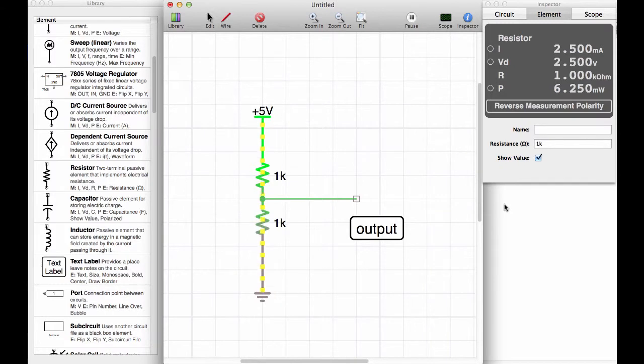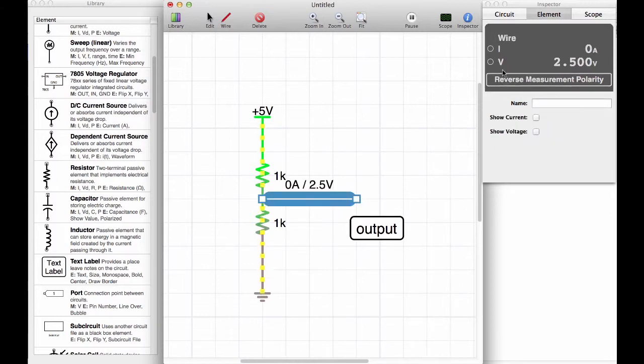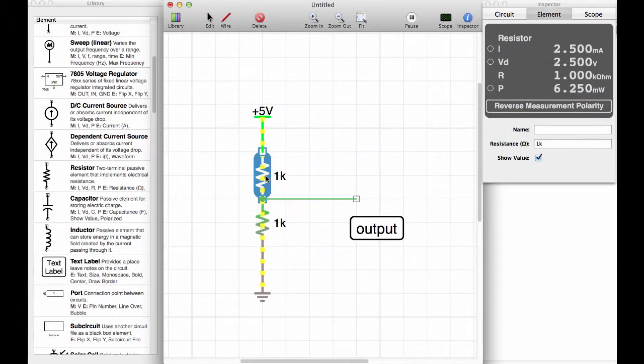Here I'm simulating the voltage divider in iCircuit, and let's see now what we have here at the output. In the inspector window we can see we have 2.5 volts. Let's also look at the current that goes through the circuit. So we have 2.5 milliamps. That makes sense, right? If you divide 5 volts by 2000, these two resistors in series just add up, so we have 2000.